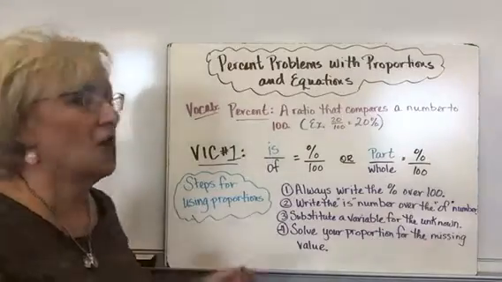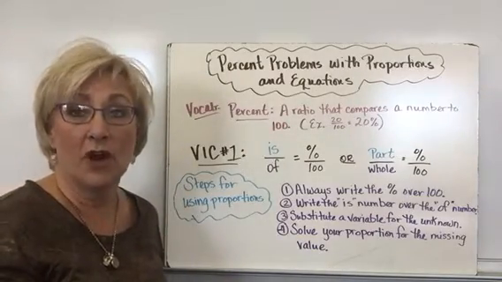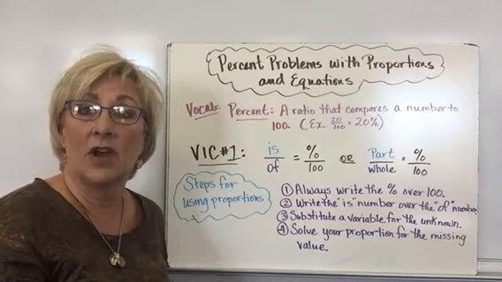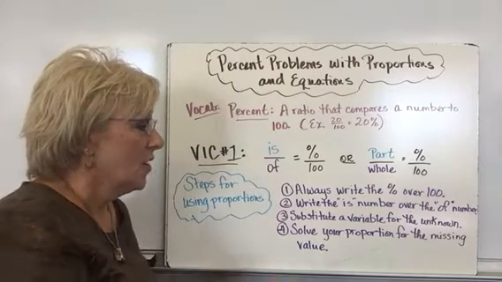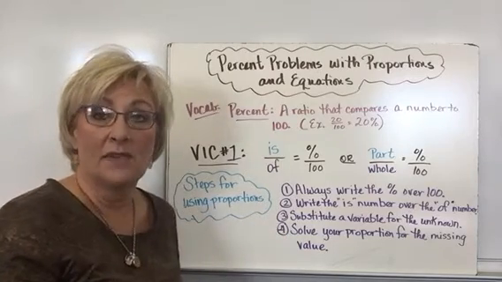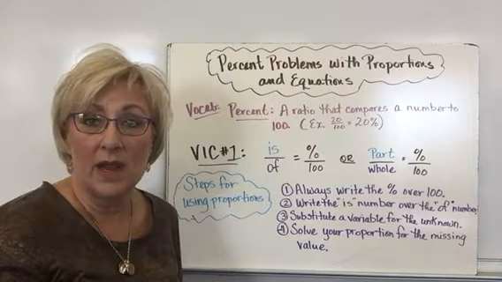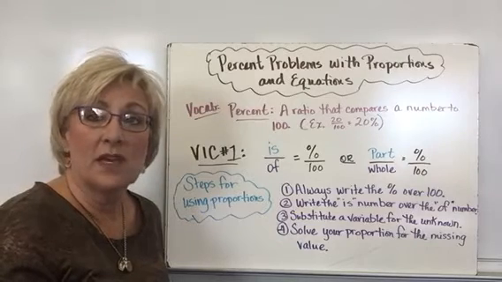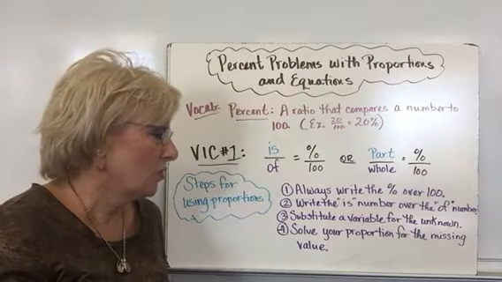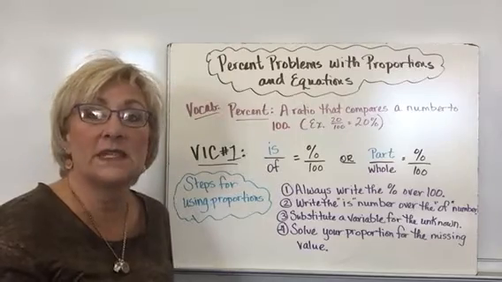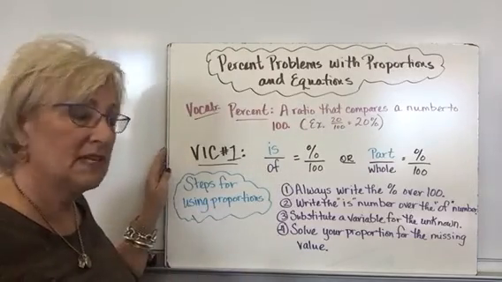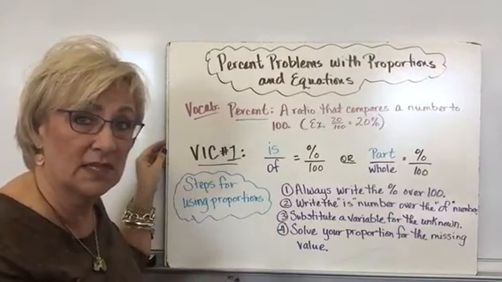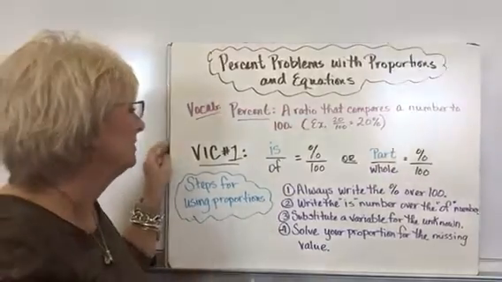Steps for using a proportion. You're always going to write your percent over 100. We learned in the first quarter of this year that anything over 100 can be a percent. Write the is number over the of number. The is will always go into the numerator and the of number will always go into the denominator. You're going to substitute a variable for the unknown, like we've been doing since quarter one, and you're going to solve your proportion for the missing number. All right, let's do a couple of these. Make sure you write all this down. If you have to pause the video at any time to make sure you get this on your piece of paper, please do so.